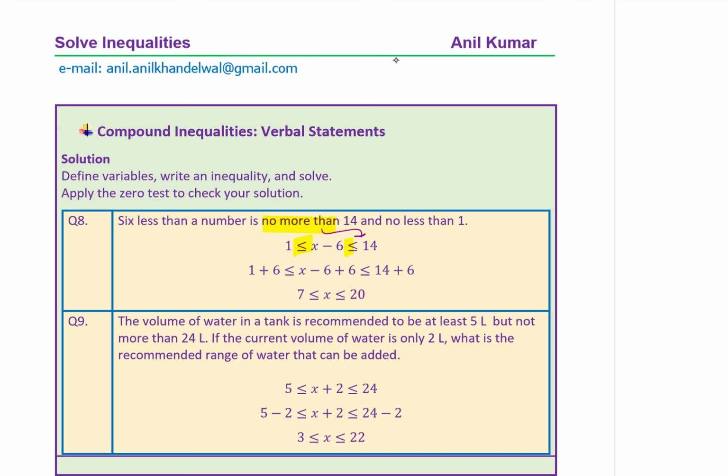Now the question is, how do we solve a double inequality? Perfect. To solve a double inequality, we do the same operations in all the three parts. So we do the same operation.